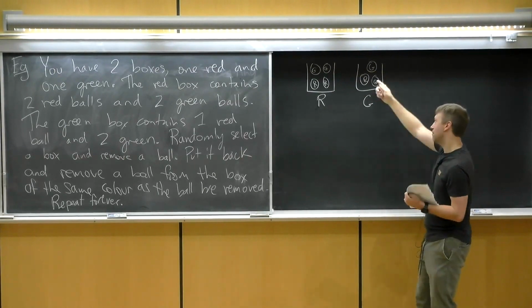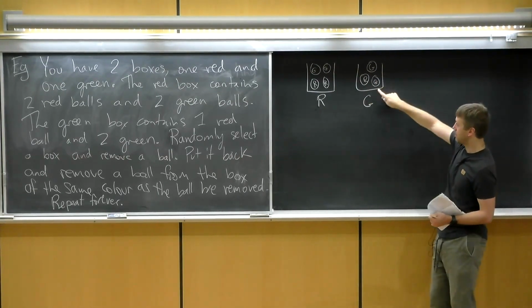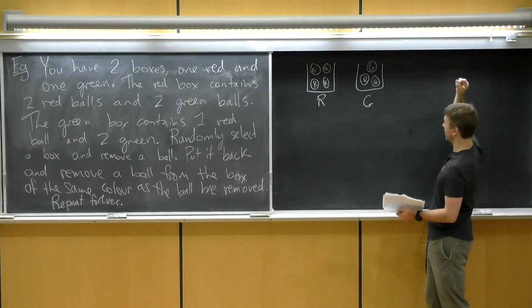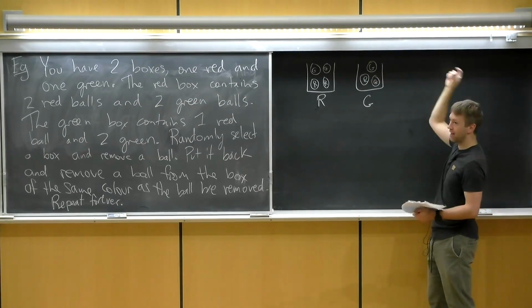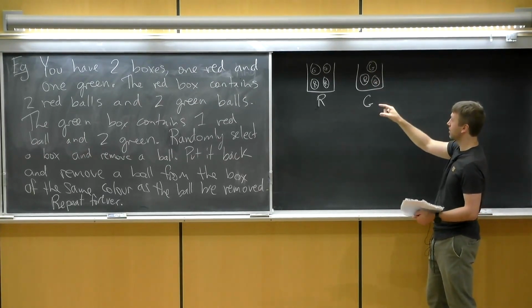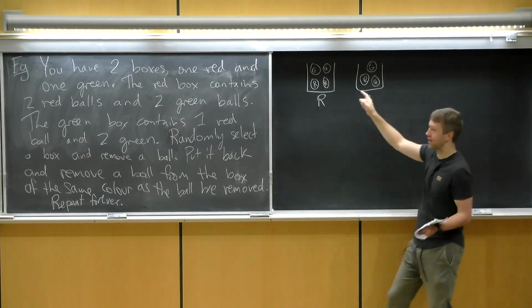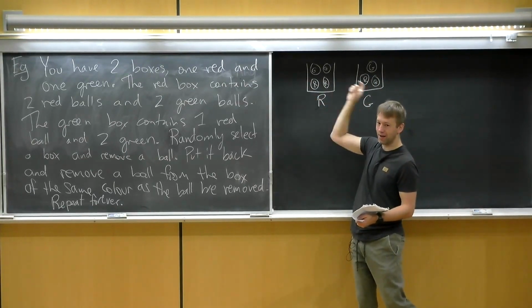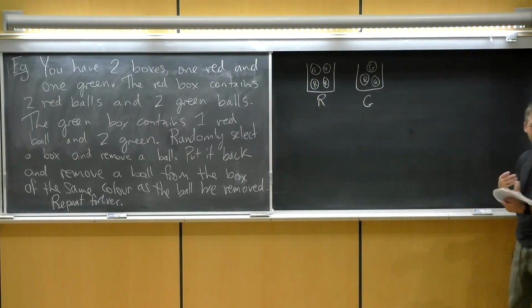And probably, it's more likely to be green, right? So when I pick it from the green bin, maybe it's green. I put it back. I pick from the green again. Maybe it's green again. I put it back. And then maybe I pick from the green again, and I get a red. And then it switches. I switch over here, and I start picking and putting them back, and so on. So that just repeats forever.